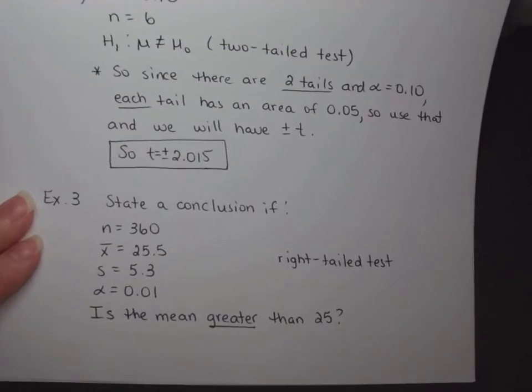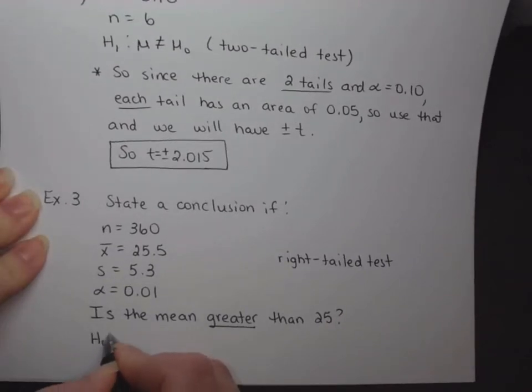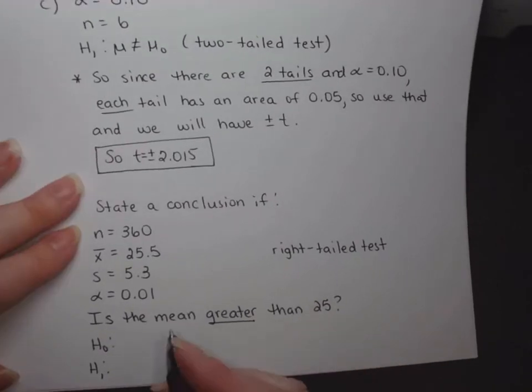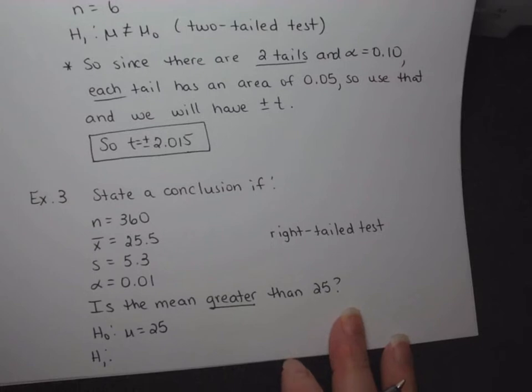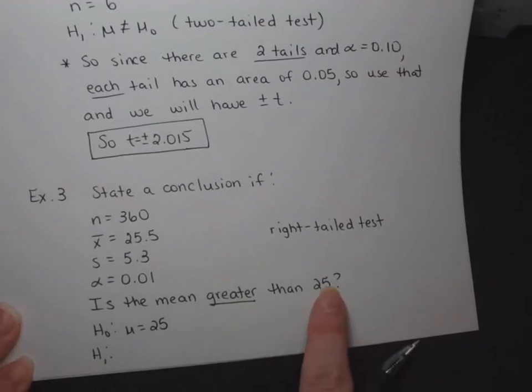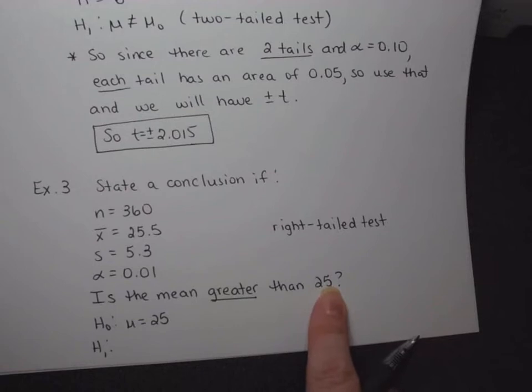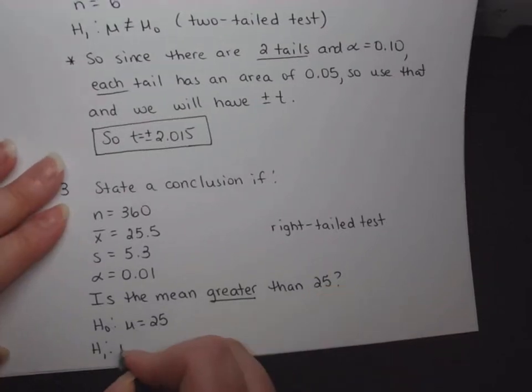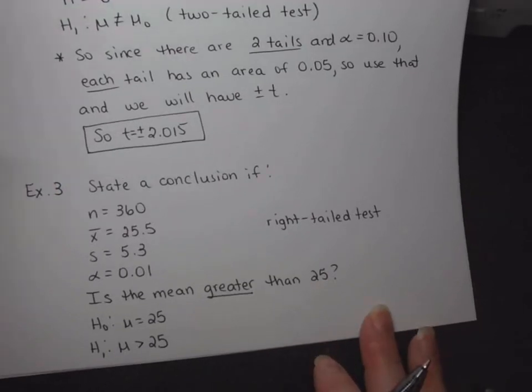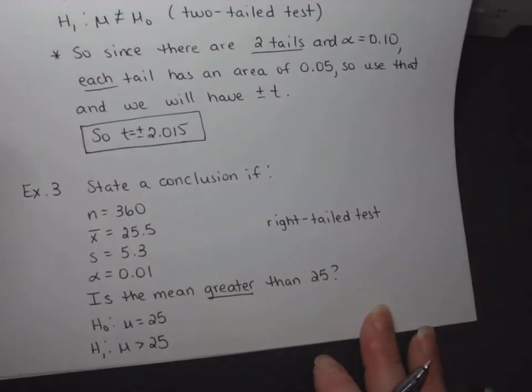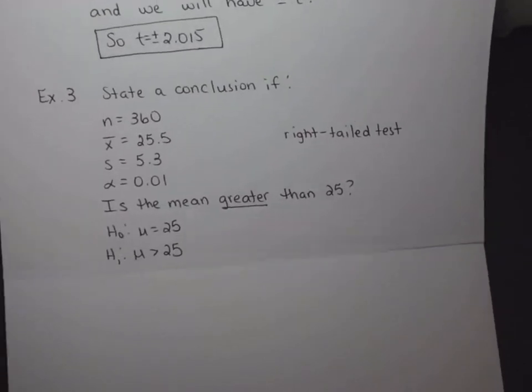Okay, so first let's set up our two hypotheses. Okay, the null hypothesis is just that the mean is going to stay 25. Remember, the null hypothesis is always that mu equals something, whereas the alternate hypothesis is where you put where your change might occur. Okay, so this is a one-tailed test, right-tailed to be exact.